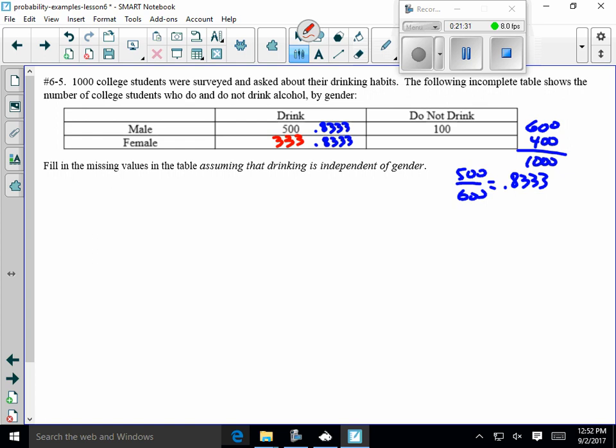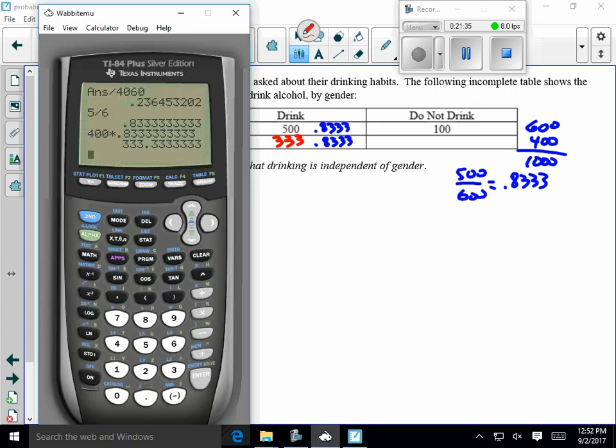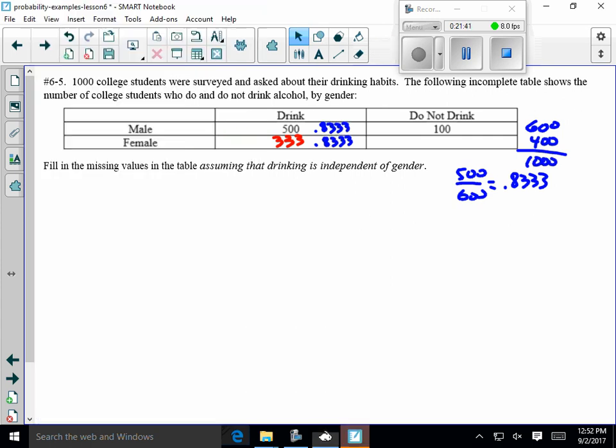And therefore, out of the 400, if we've accounted for 333 of those, 400 minus 333, then the other 67 would have to not drink. Right, so this is the way we would fill the table in so that drinking is independent of gender. It just means that the percentage of people who drink would be the same for males and females, right?